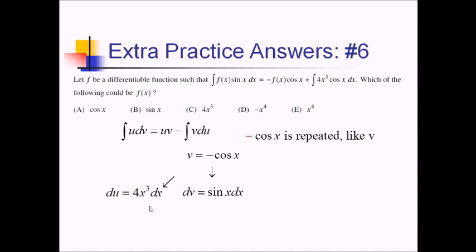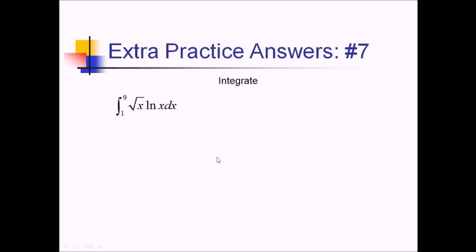I know my u value is what I'm looking for, because negative cosine was used up, so this f of x must correspond to the u over here. The antiderivative of that is just going to be x to the fourth, which means f of x equals positive x to the fourth, which means we're going with answer choice E. And you kind of knew you were on the right track because they gave you a negative version of x to the fourth to mess with you. They didn't do that with anything else. So yeah, choice E.